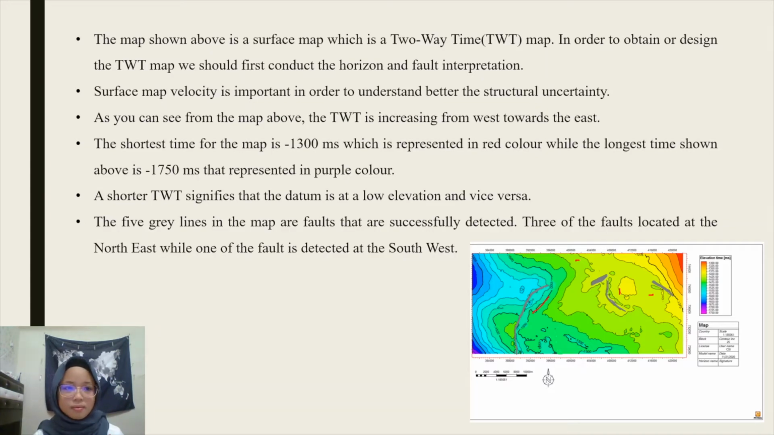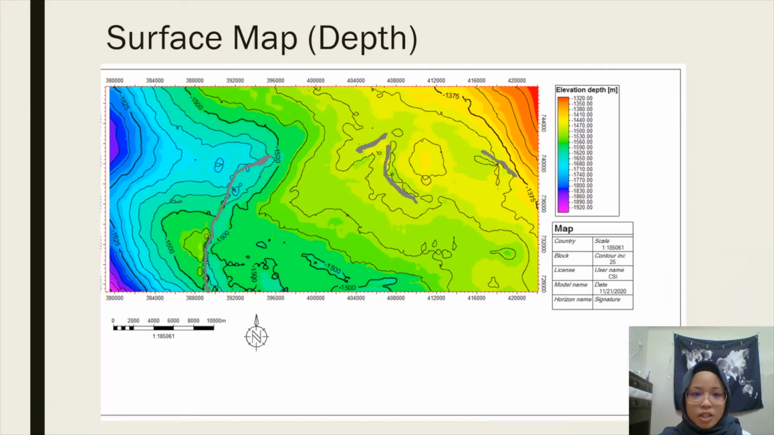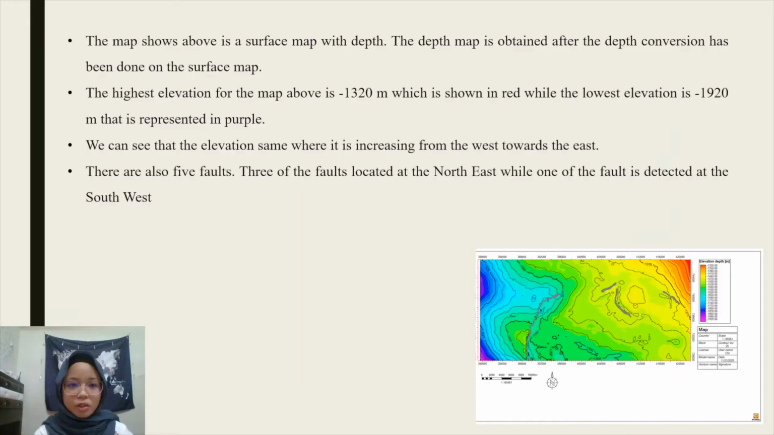So now for the surface map, which is depth. As you can see here, it is elevation depth. The map shown above is a surface map with depth. The depth map is obtained after the depth conversion has been done on the surface map. The highest elevation for the map above is negative 1,320 meters, which is shown in red, while the lowest elevation is negative 1,920 meters, represented in purple.